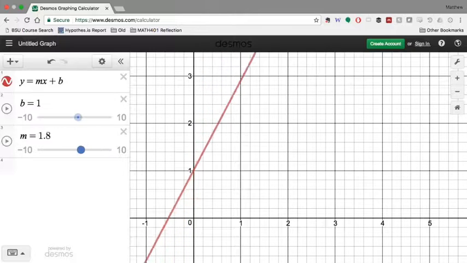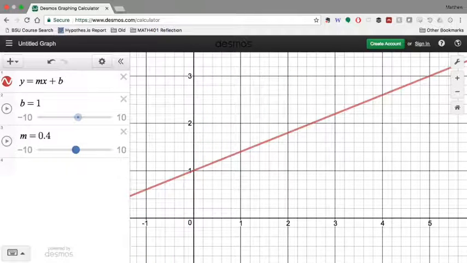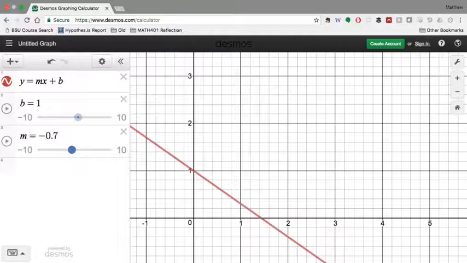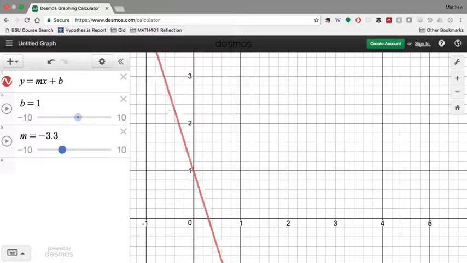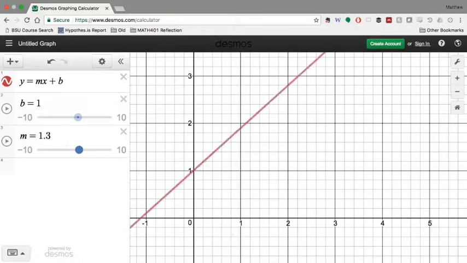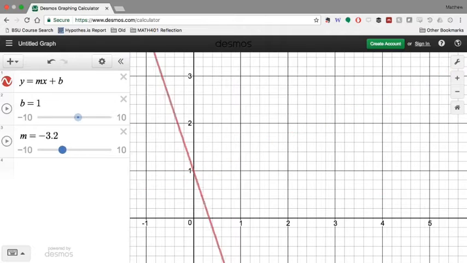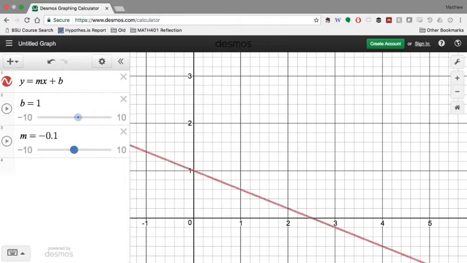If I make it a smaller number, like 0.4, now it's really shallow. What happens if I make the slope a negative number? It's going to no longer be sloping upwards from left to right, but now it's downwards from left to right. And the more negative I make it, the steeper that downward slope gets. So this m, the slope, gives us a measurement of the direction that this line goes in.